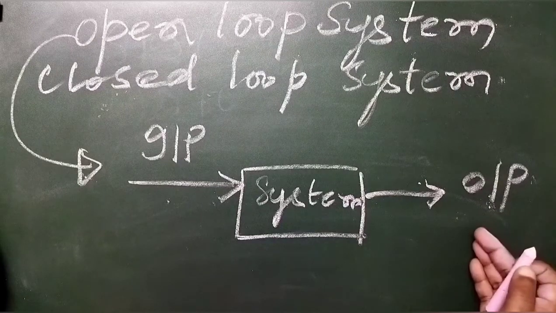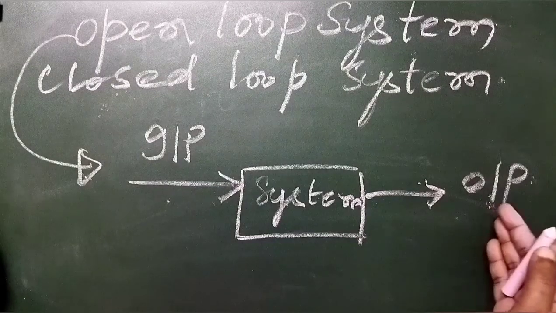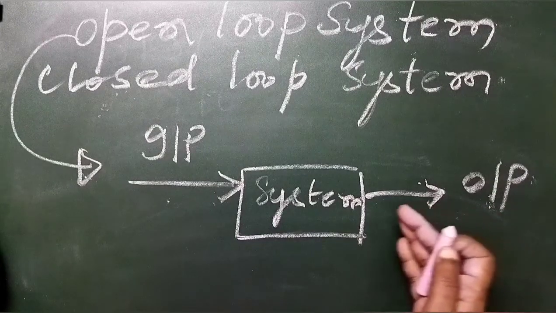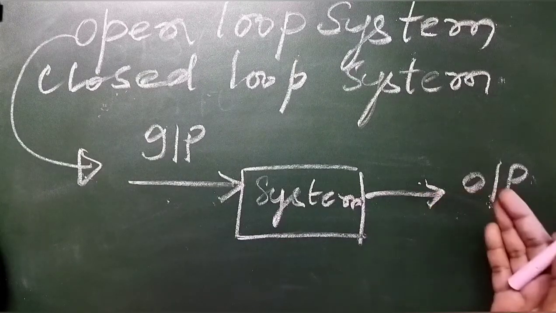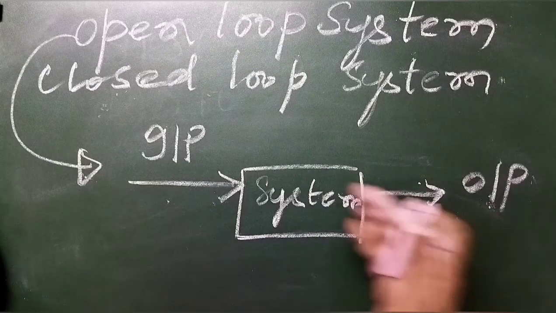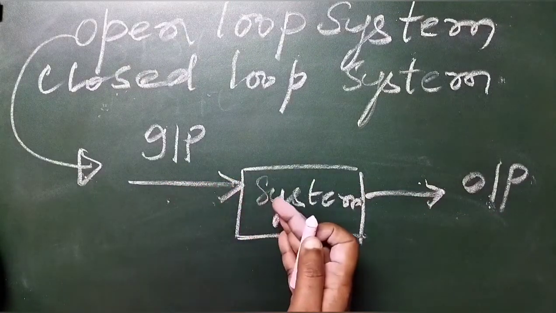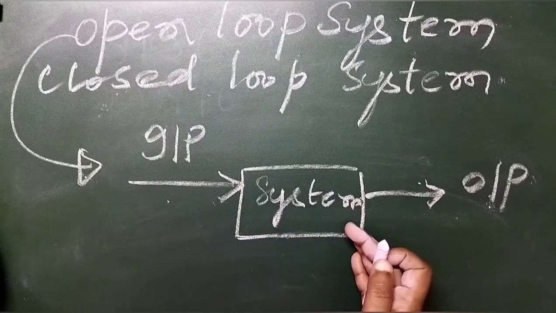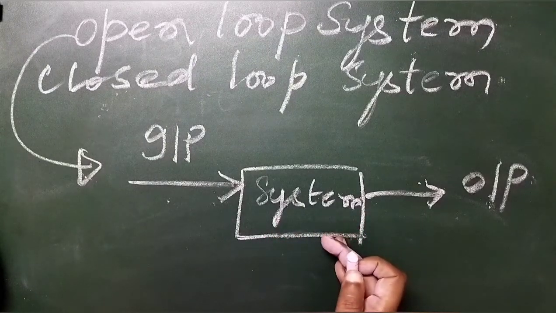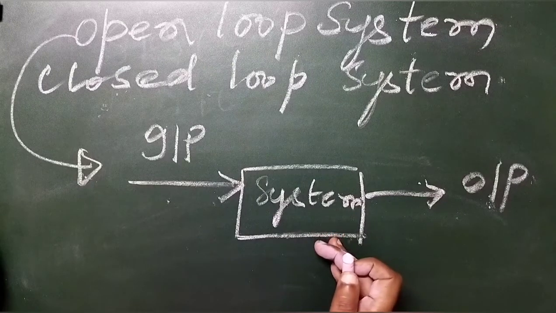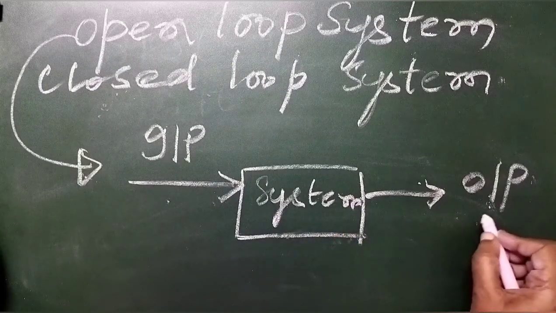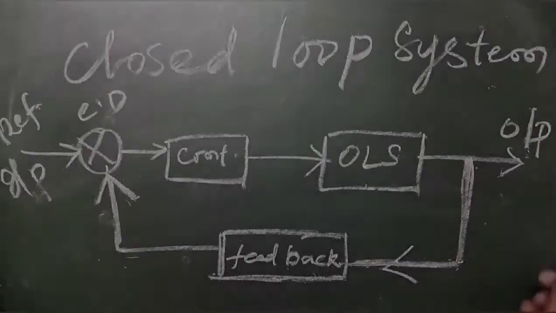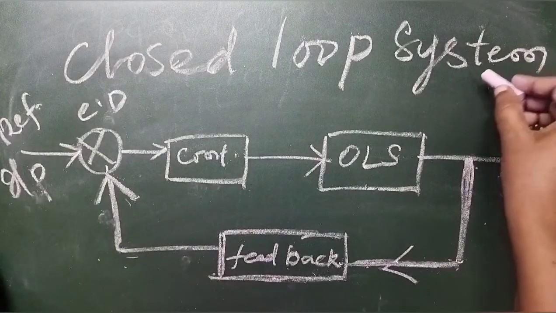We can't obtain our desired output every time, because the only problem here is there is no kind of modification here where you can't modify the input given to this particular system. So definitely this particular system is, though it is very simple, it's not reliable because you can't get your desired output here. This is about open loop. Let's see what a closed loop system is.